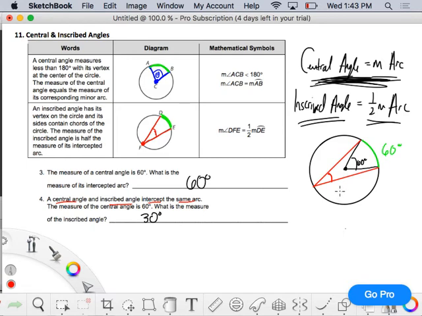30. Why? Because it's half the measure of the arc. Does that make sense to you guys? Okay, what's the takeaway? Central angle is equal to the arc. Inscribed angle is half the arc. Simple as that.